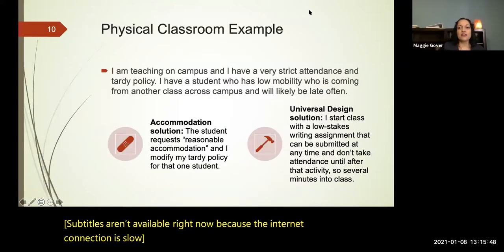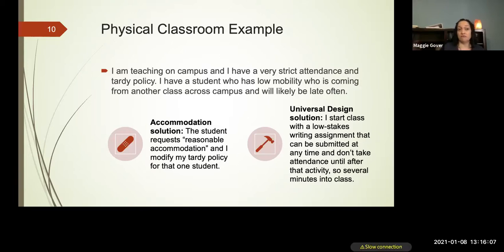All right, so let's talk about some examples. So this is a physical classroom example. So let's say I'm teaching on campus and I have a very strict attendance policy and tardy policy, 3 tardies equals an absence, that kind of thing. I have a student who has low mobility, who is often coming from another class on campus and will be late often, probably every time she comes to class, right? The accommodation solution is that the student requests accommodation and I modify my tardy policy for that student. So it stands for the other students, and that student, I know you'll be late to class. That's okay. I'm not going to mark you late, right?